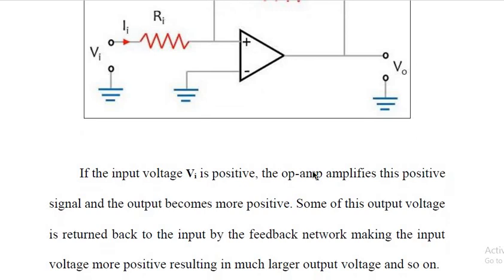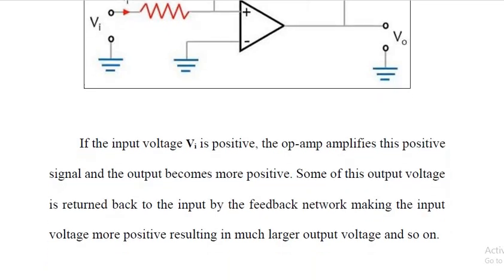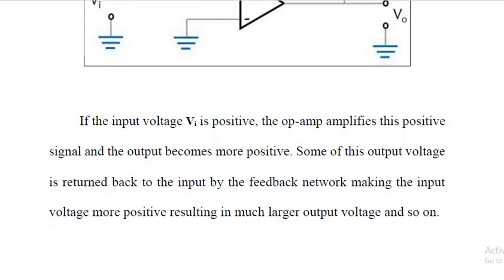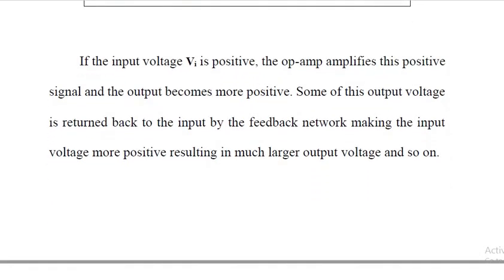So if the input voltage Vi is positive, the op-amp amplifies this positive signal and the output becomes more positive. And because of this feedback, what happens? Some of this output voltage is returned back to the input by the feedback network, making the input much more positive. So this happens and we will get a larger output and so on. Okay. So this is the process behind positive feedback.